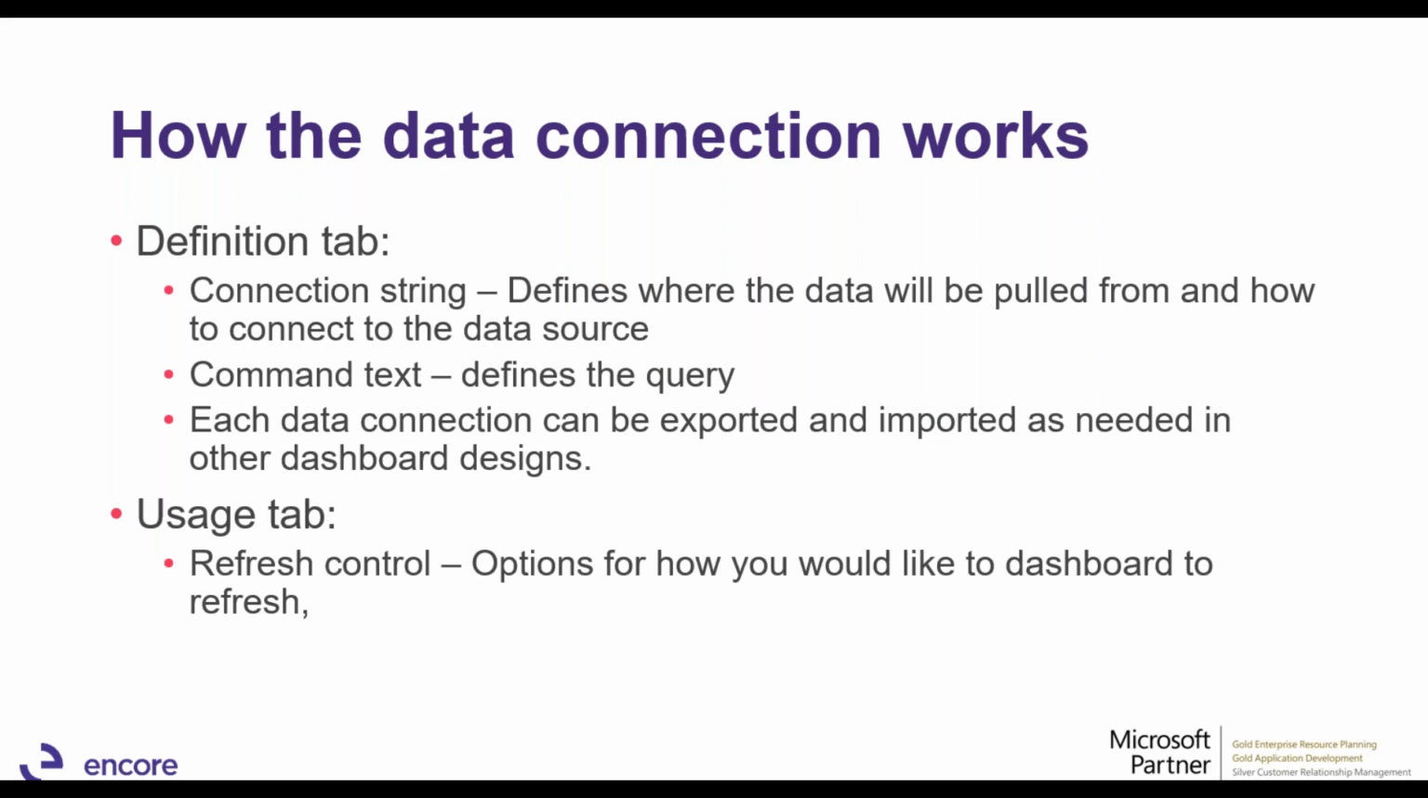With the data connection, we're just going to cover this material now, and when I go through an example of building the dashboard, we'll circle around and show these as a live example. So the data connection itself has a couple different tabs. There's a definitions tab and a usage tab when we create this data connection. And the definition tab, that's where we actually define a connection string. The connection string itself defines where the data is going to be pulling from and how to connect to the data source. Then we're going to have a command text box, and that's going to define the query. If you're talking T-SQL, it'll be something like select star from PM10100, PM10100 being the SQL table we're pulling the data from.